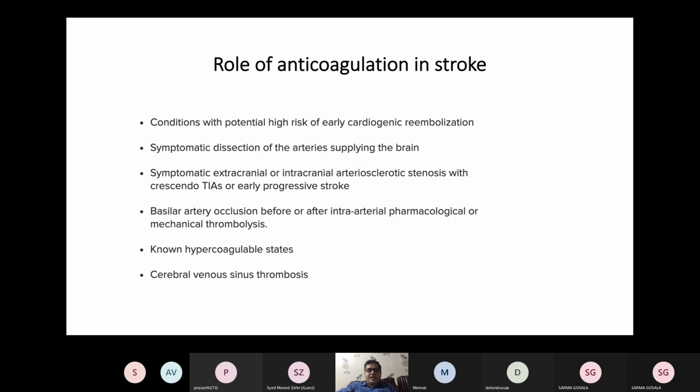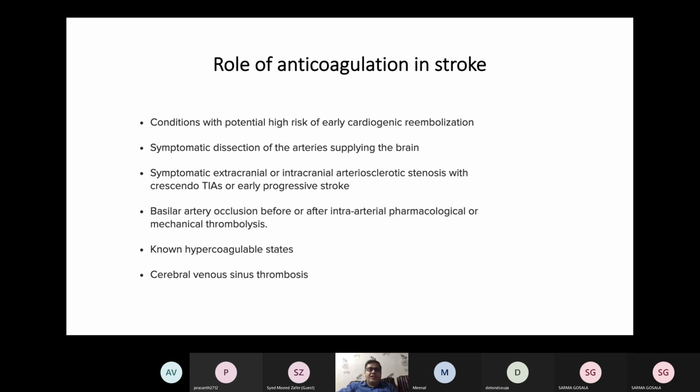When we look at the role of anticoagulation in stroke, we look at conditions with potential high risk of early cardiogenic reembolization, like atrial fibrillation. You can look at situations where there is a dissection of the arteries, carotid or vertebral arteries, or symptomatic extracranial or intracranial arteriosclerotic stenosis with crescendo TIAs or early progressive stroke. Again, that's a little gray area.